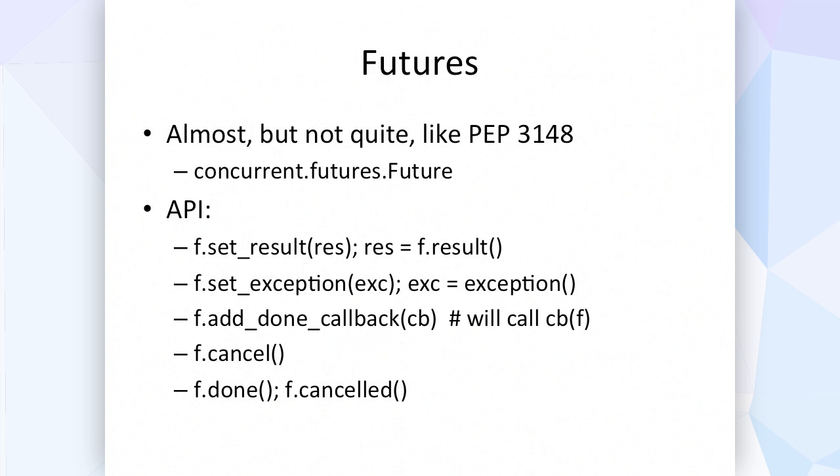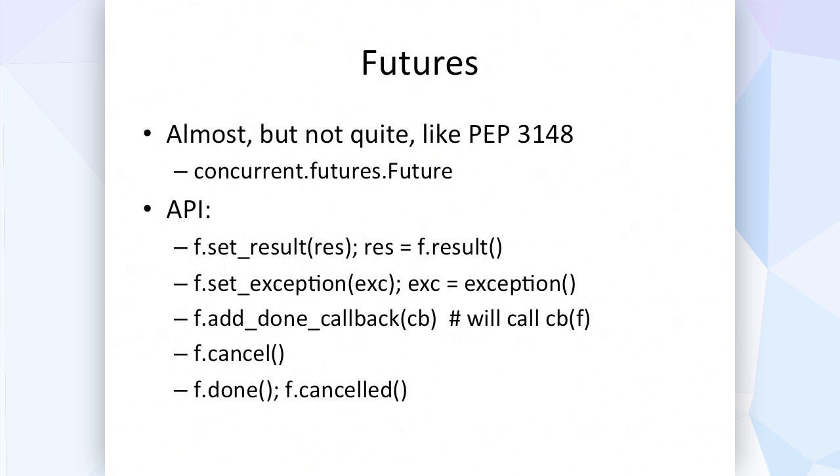So what can you do with a future? Well, very quickly, you can set its result. You can only set the result once. After you've set it, the result will never change. You can ask for the result. If you ask for the result before it's been set, you get an exception that says you shouldn't be asking for the result yet. You can also, instead of setting a result, set the exception. Again, once you set the exception, that's it.